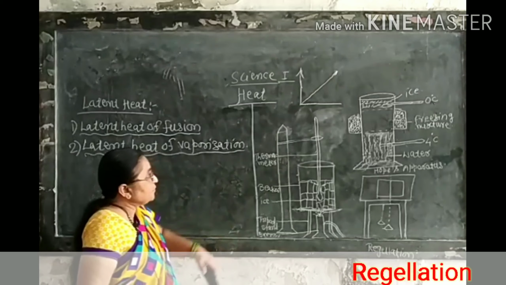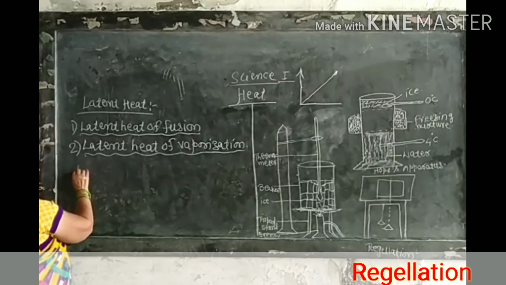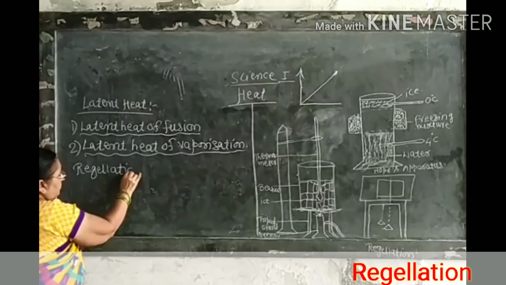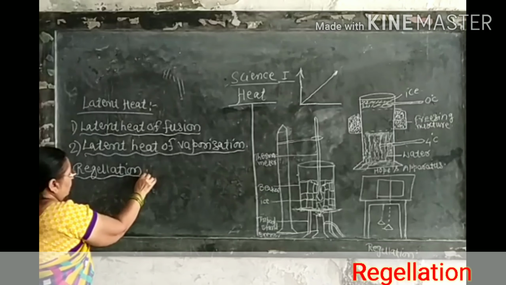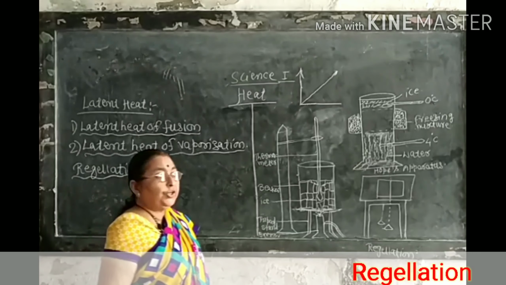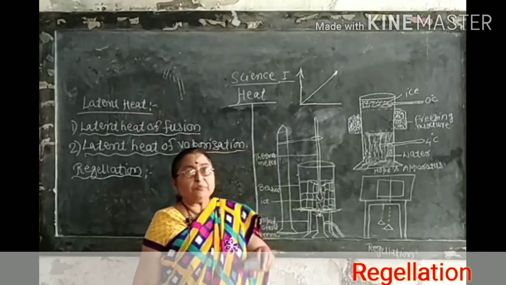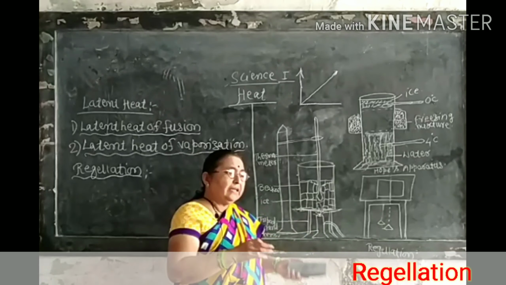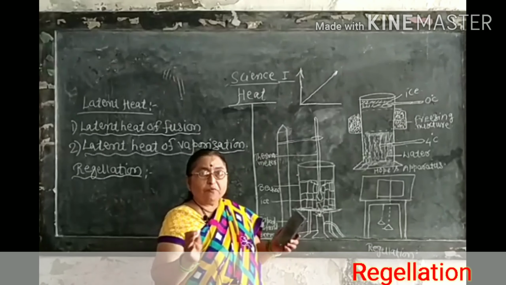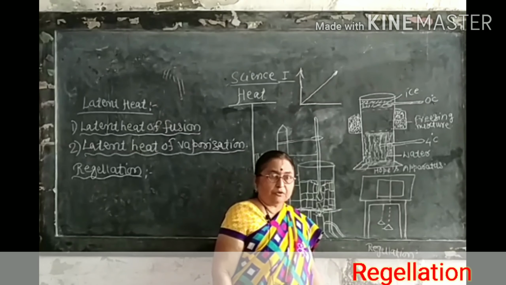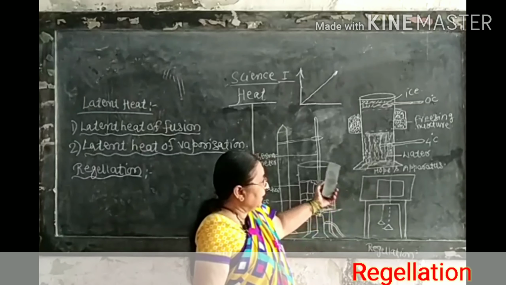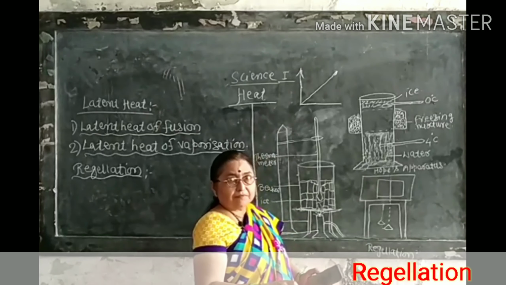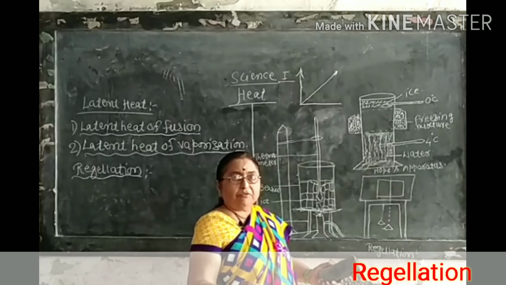Now our next point is regelation. What is this regelation? We know that when solids are pressurized, they are converted into liquid. Means we can convert the states of matter by applying pressure on it. According to that, when we apply pressure on the ice, then it should be converted into water.